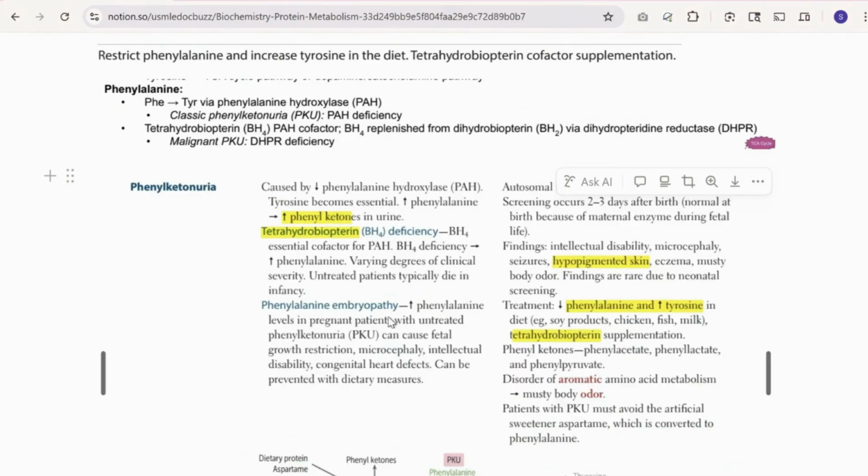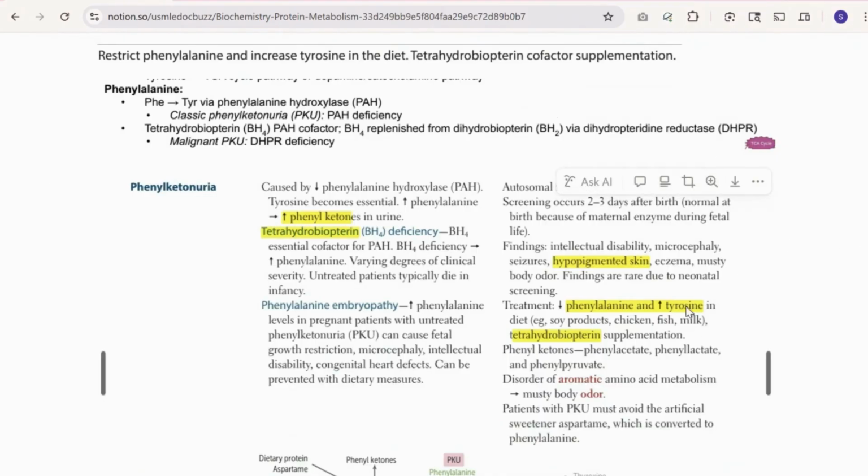Last one is, let's say you have high phenylalanine levels in a pregnant patient, right? If the mother has PKU, these are the congenital effects that you'll see. Or if the fetus itself has an inborn error of metabolism, then they will present with their own, maybe not congenital disease, but disease later on. Okay, so just to revise, a couple of mechanisms: PAH not working, BH4 not working, DHPR not working, or the mother having the PKU problem.